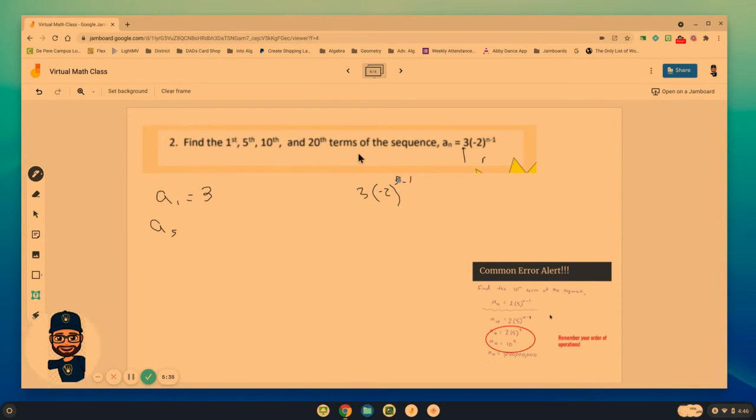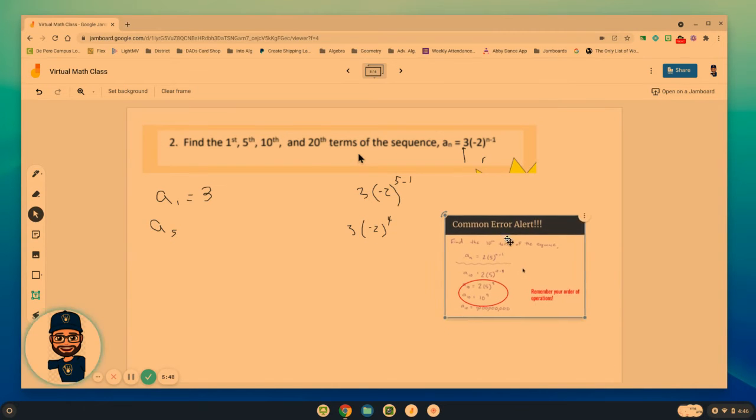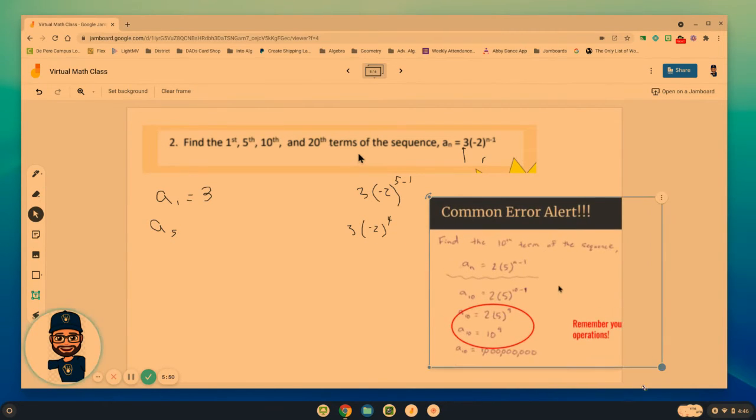I'm looking for the fifth term, so I take away 1. 3 times -2 to the fourth, and then I've got to calculate that. Now be careful. There's a common error that sometimes occurs in here, and I'm just going to try and enlarge the common error alert here.